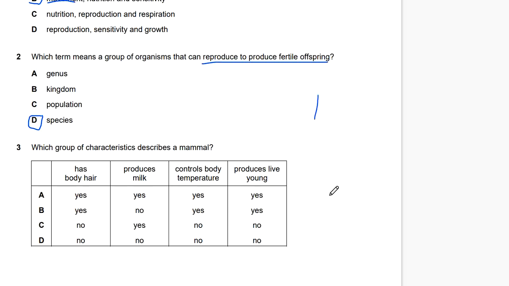Next, an easy question. Which group of characteristics describes a mammal? What is a mammal? Of course, an animal that has body hair, can produce milk, controls body temperature because of the body hair it has, and of course produces live young. So the correct answer is letter A.